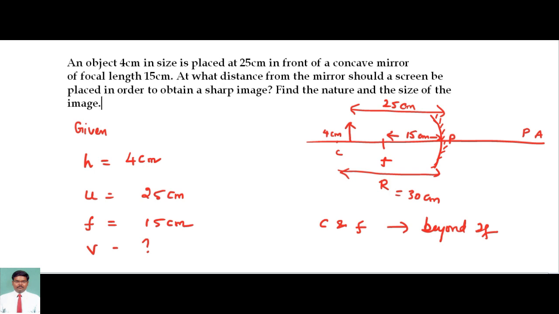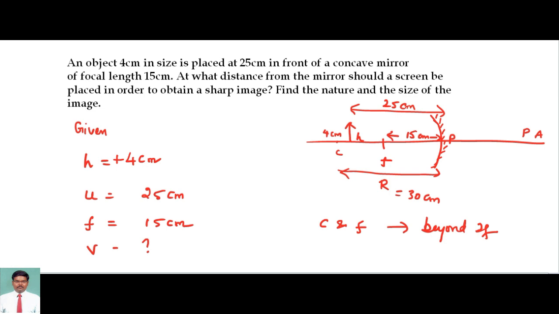So now the object height h, that will be 4 centimeter, that is above the principal axis. So if it is above the principal axis, I am going to write it as plus. If it is below the principal axis, then I am going to write it as minus.